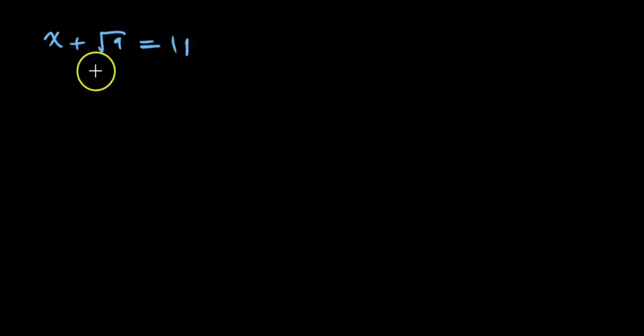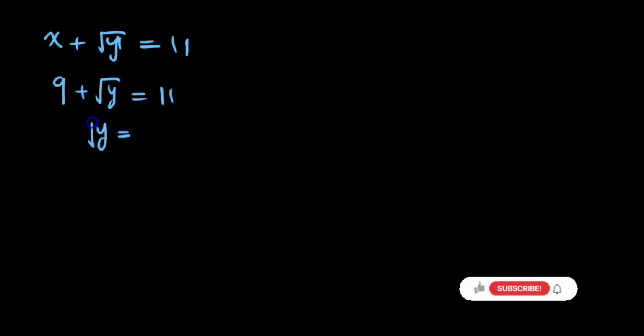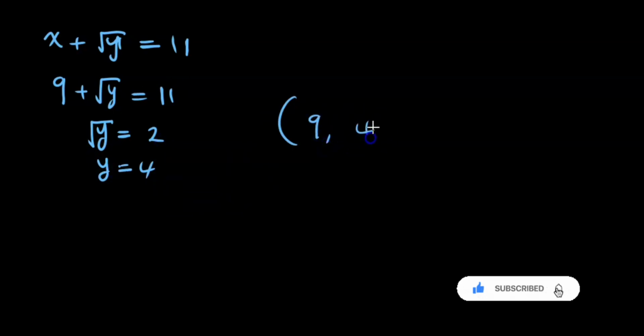But we just found x, sorry, not square root of 9, square root of y. But we just found x to be 9. So 9 plus square root of y is 11. Solving this out, we get that square root of y is 2, and that tells us that y is 4, just by taking the square of both sides. So the solution will be 9 for x and then 4 for y.